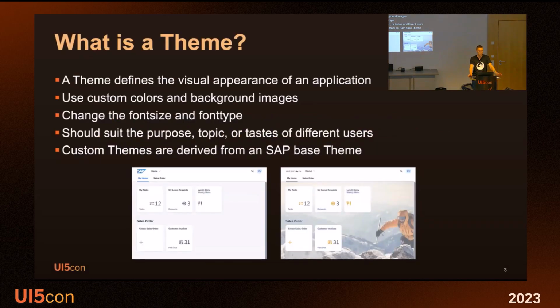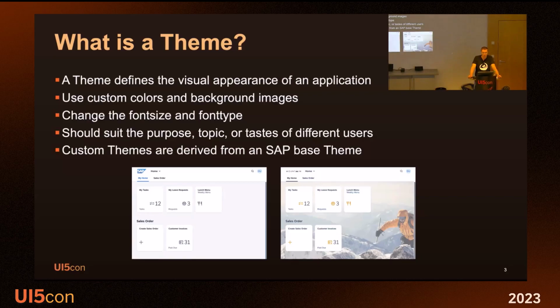A theme in the SAP context defines the visual appearance of an application. And for that, we use custom colors, background images, change the font size and font type, and many more. We have to keep in mind that a theme should always suit the purpose or taste of different users. That means before you start theming, you should think about your applications and who is using them, and then build the right custom theme for each application and each end user.